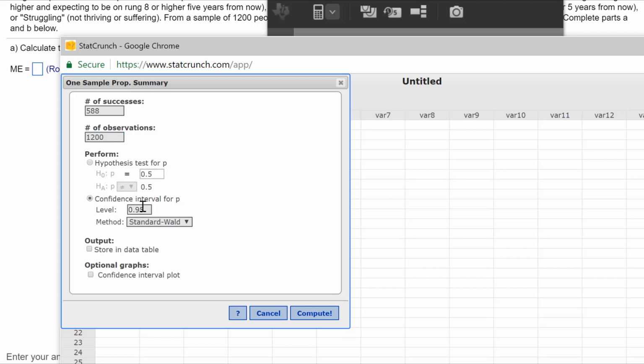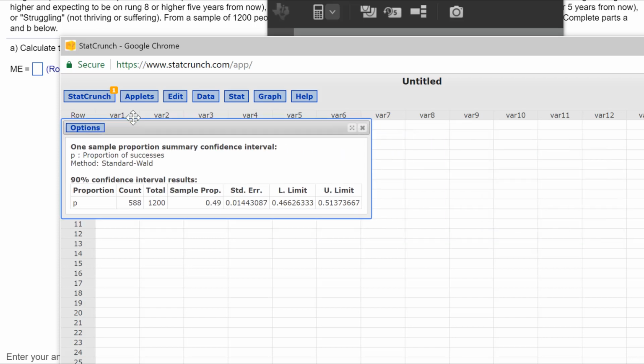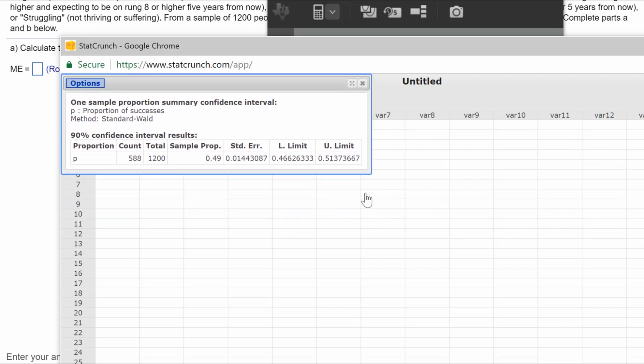We're doing a confidence interval, and make sure you change that to 90. We are pretty much always going to select this first one, the standard Wald. And then press compute. Okay, so there's our confidence interval. Now notice we're not given a margin of error. There's our standard error. We're given the lower limit and upper limit. So we actually still have to compute what that margin of error is.